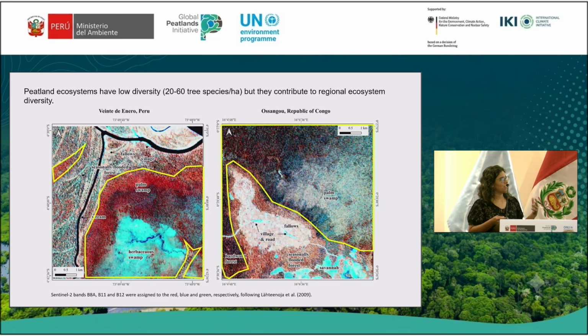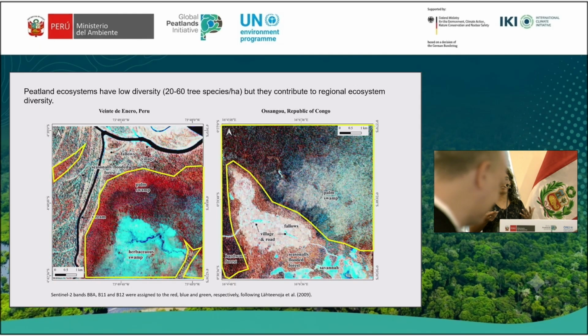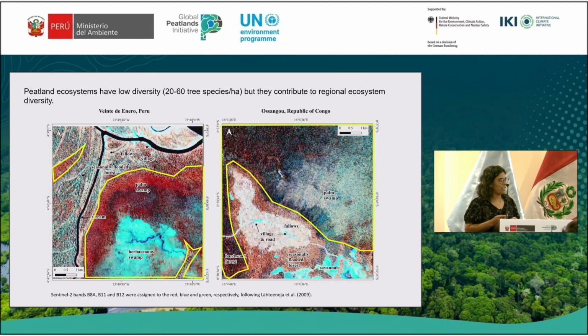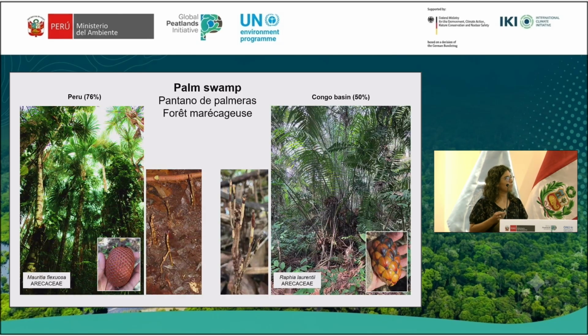And what is interesting in the results of our plots and networks is that peatland ecosystems have low diversity. Well, everyone knew about that. We found like 20 to 63 species per hectare. But when we map these areas, we see that they contribute to the regional ecosystem diversity because they have different colors, and the difference in colors is the reflectance of the different composition that these forests have. And on the right, you can see a similar example of the swamps in Republic of Congo.